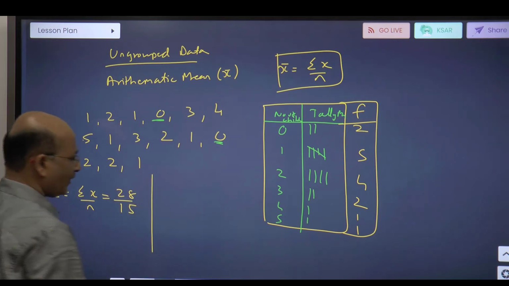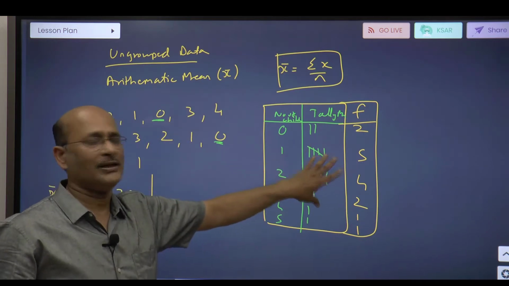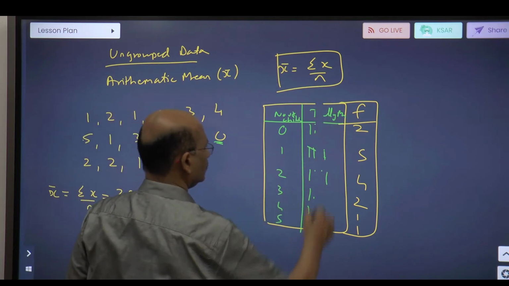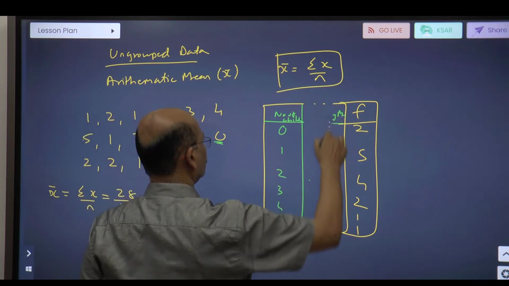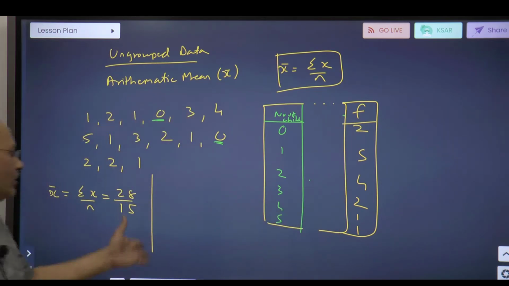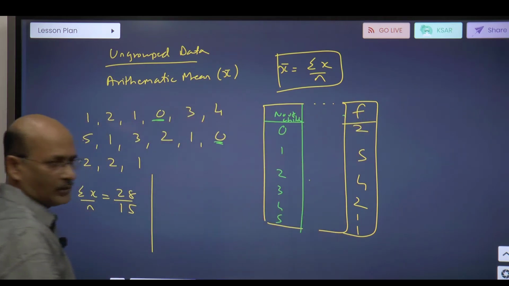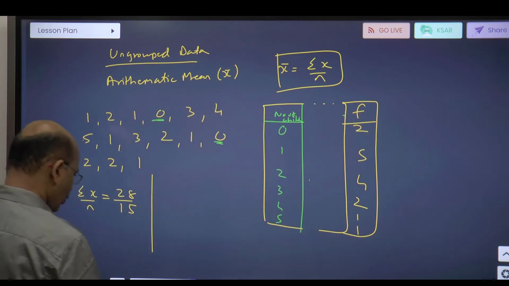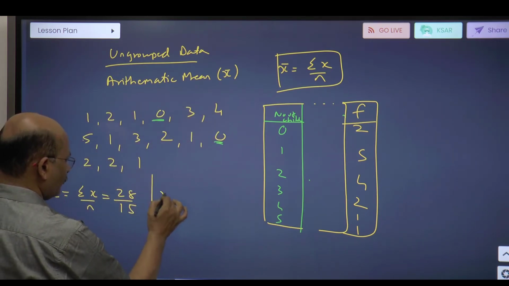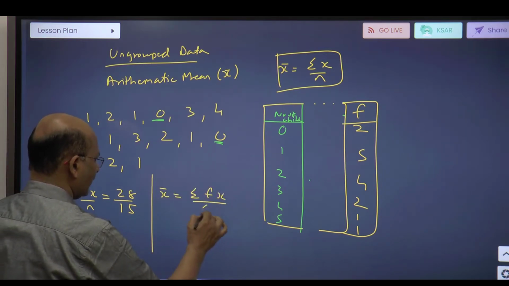The other way: you don't have to compress the data in this format. If the data is given in this format, they will not give you this table. If they don't give you the table, I compressed this data with tally marks and converted it to frequencies. Now for this, instead of doing all this long process, I can use a substitute formula. X bar is summation of fx upon summation of f.